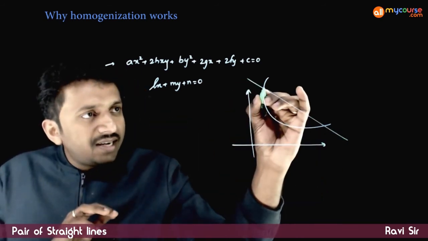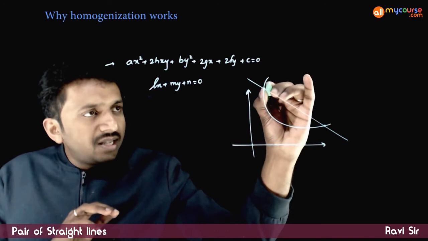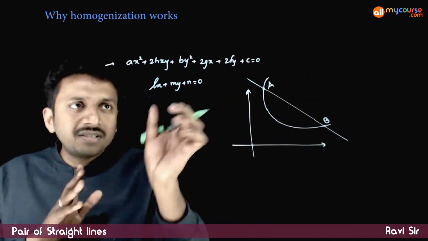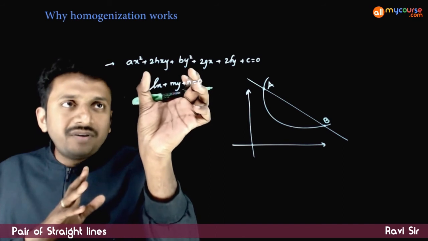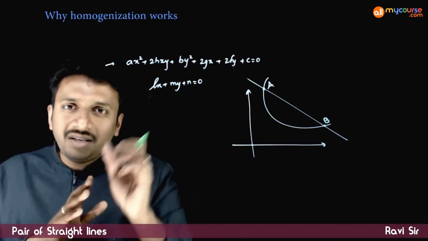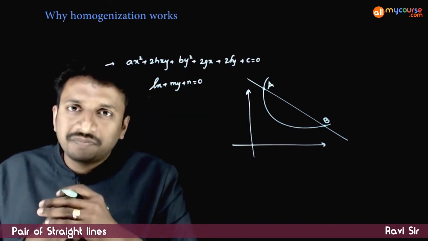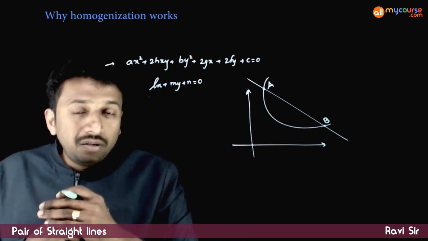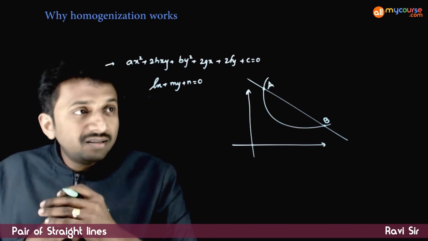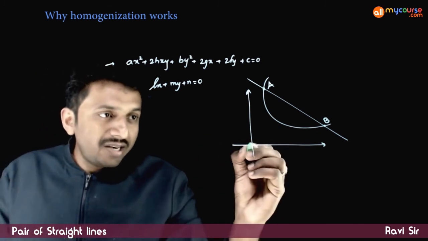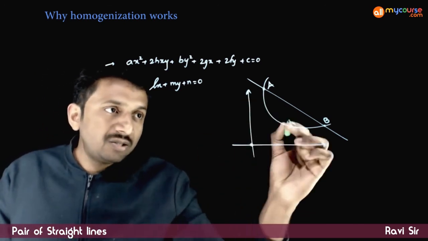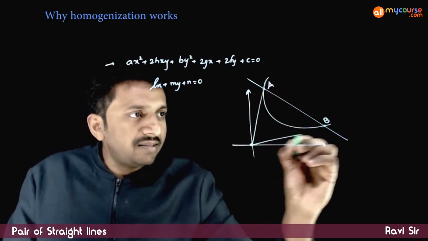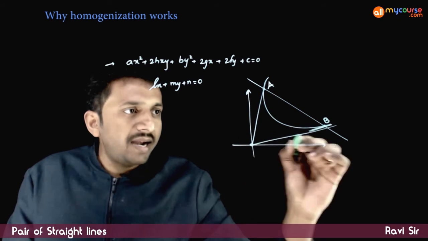Now these are intersecting at 2 points A and B. Obviously, if you take the point of intersection of a quadratic with a linear, you get 2 points of intersection. Now, you're asked to find the pair of lines joining the origin with these 2 points. You have to find the pair of lines OA and OB.